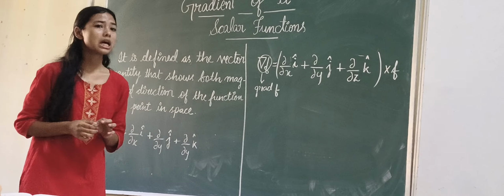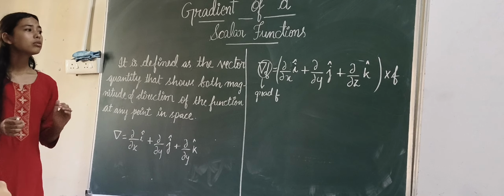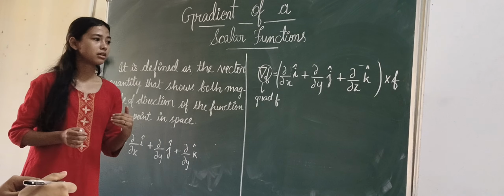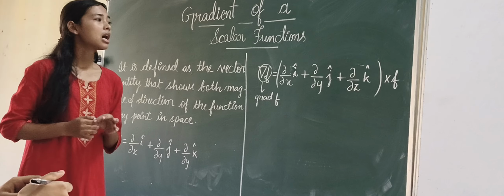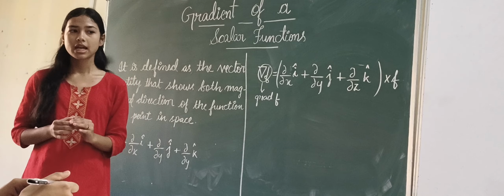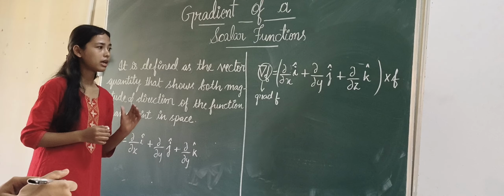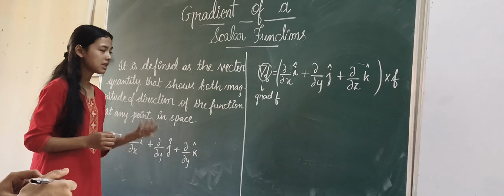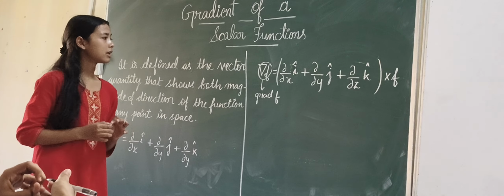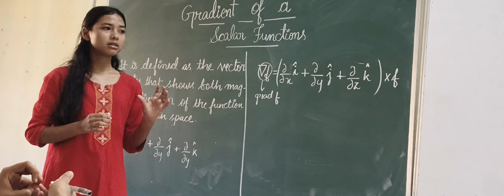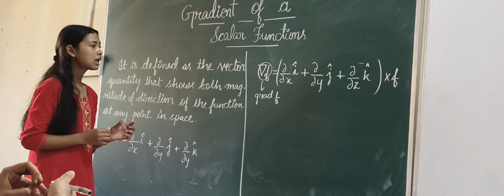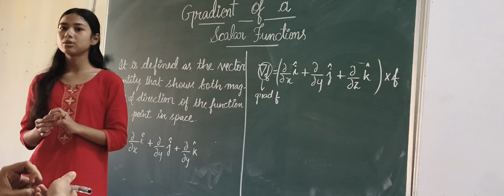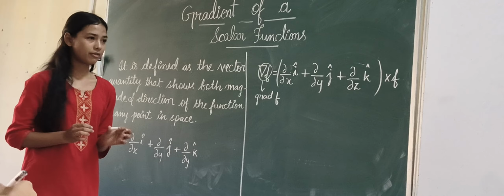Geometrically, the gradient shows the steepest direction and how steep the slope is. Then, geometrically, the gradient is always perpendicular to the level surface.